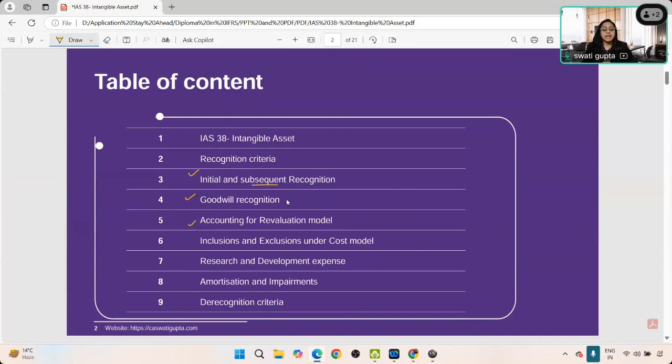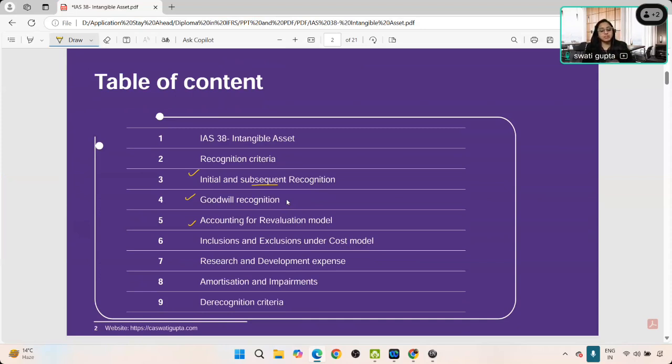Then inclusions and exclusions under the cost model, the way we have learned for property, plant and equipment. There are multiple expenses incurred till the date the asset is ready for use. We have capitalized some, and others we have not capitalized, instead charged to P&L. Similarly, here also we'll understand what costs can be included in the cost of the asset and what costs will not be included. Instead, that particular cost should be charged to P&L.